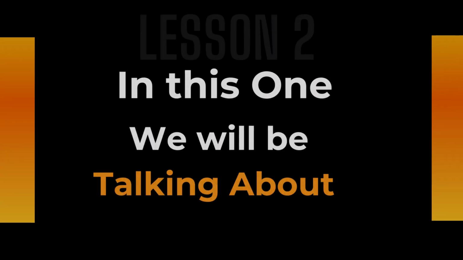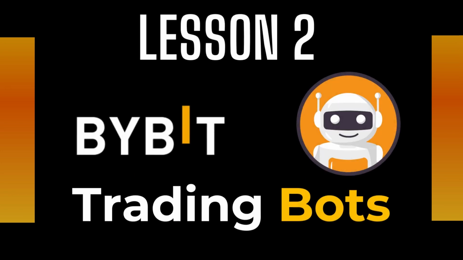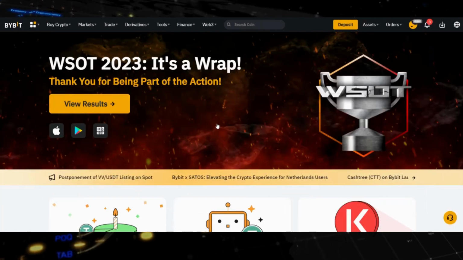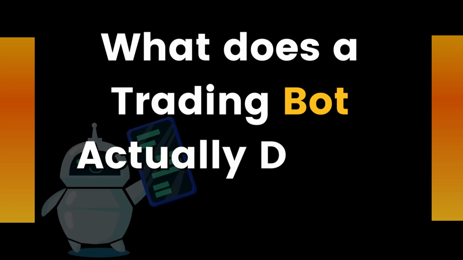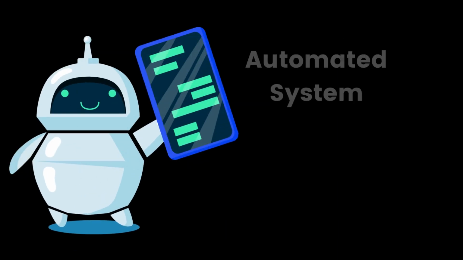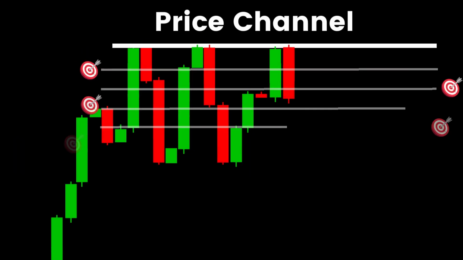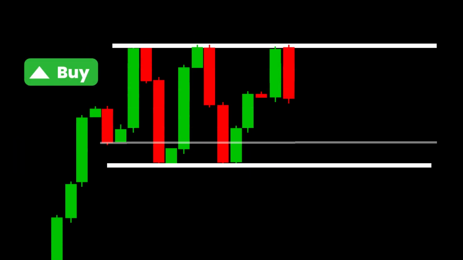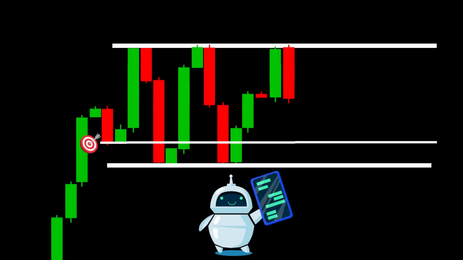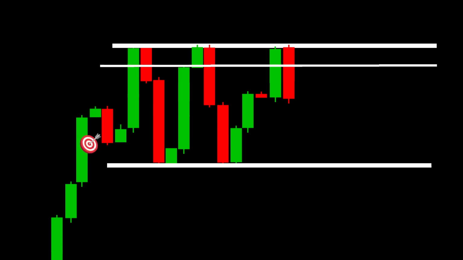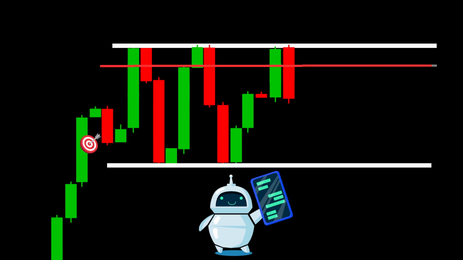In this one, we will be talking about Bybit trading bots. Let's get started. We'll first need to understand what a trading bot actually does. A trading bot is an automated system that sets a series of buy and sell orders at target prices. When the buy target price has been hit, the trading bot executes a buy order, and when the sell target price has been hit, the trading bot executes a sell order.